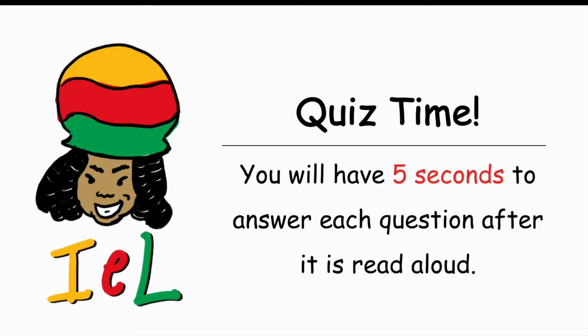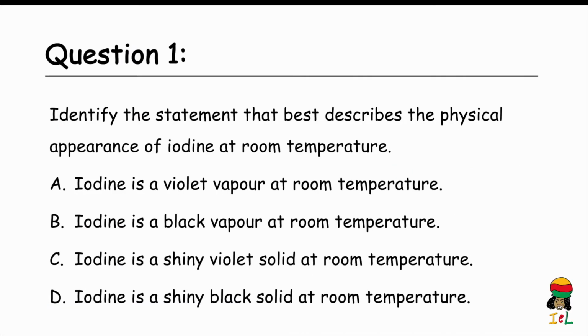It's quiz time. You have 5 seconds to answer each question after it is read aloud. Question 1. Identify the statement that best describes the physical appearance of iodine at room temperature. A. Iodine is a violet vapor at room temperature. B. Iodine is a black vapor at room temperature. C. Iodine is a shiny violet solid at room temperature. D. Iodine is a shiny black solid at room temperature. The answer is D. Iodine is a shiny black solid at room temperature.